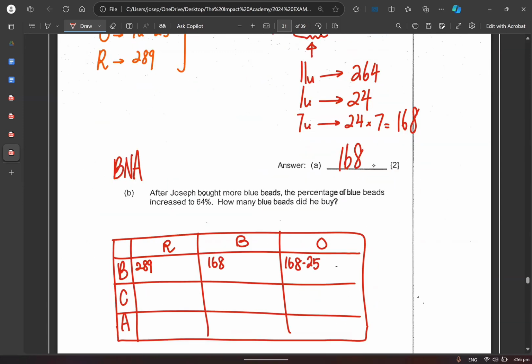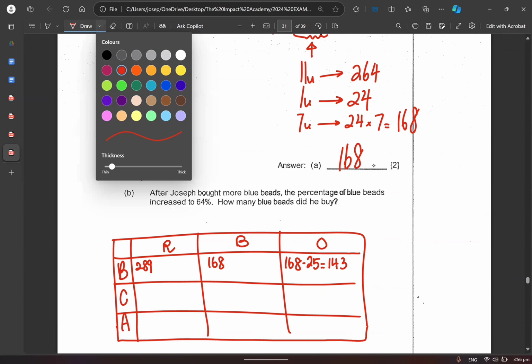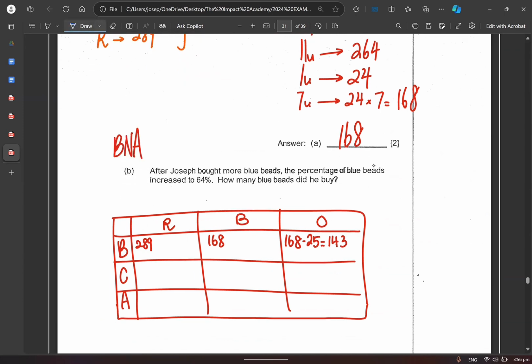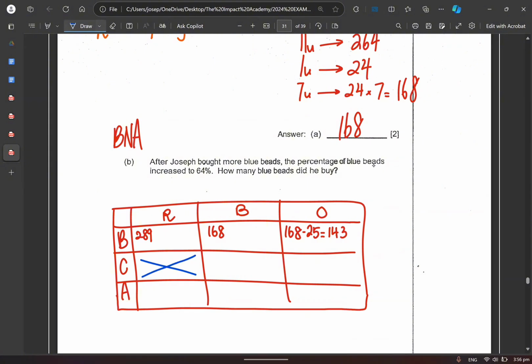Am I making sense? Okay, so 168 minus 25, that gives me 143. Now, what did this person, Joseph, do? Wow, Joseph, that's me. So what did I do? I actually bought more blue. So did I buy any red? No. Did I buy any orange? No. But I added more blue.